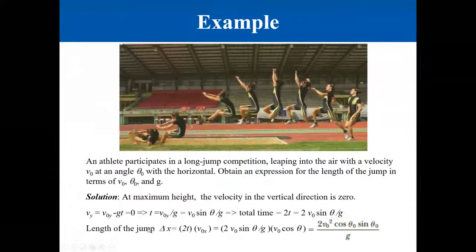Now we are ready to solve. Delta x is the time multiplied by the velocity. The time is 2 V naught sine theta divided by g. Multiply that by V naught x, which is V naught cosine theta. So this is the final answer, because we were asked to find the answer in terms of V naught, theta naught, and g. We call this the range for this jump.